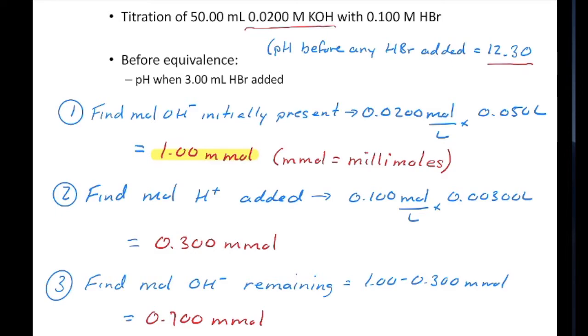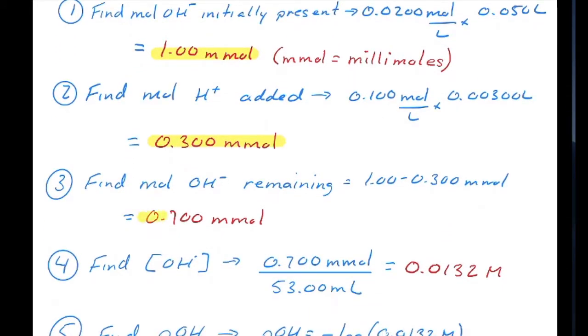Now we've added 3 milliliters of HBr. So now how many moles of HBr, or H+, have we added to the solution? Well, we know the concentration of HBr, 0.1 molar. We know the volume. So we do the same calculation that we just did in step 1, and we end up with 0.3 millimoles of HBr, or H+, that has been added to the solution. Now, since the H+ will react completely with the OH-, the next step is to simply subtract the moles of H+ from the moles of OH- initially present. So if we do that, we have 0.7 millimoles of OH- remaining.